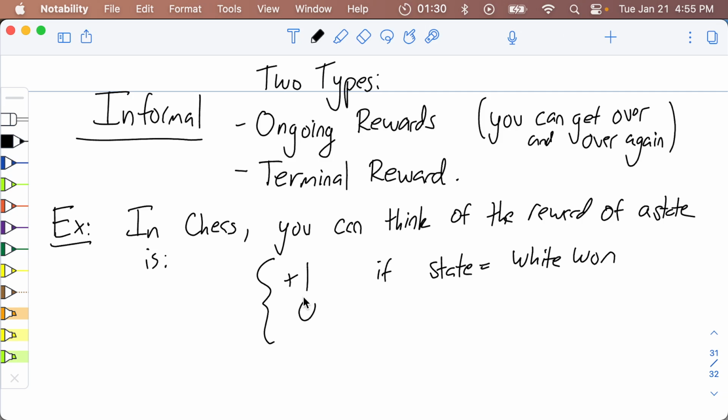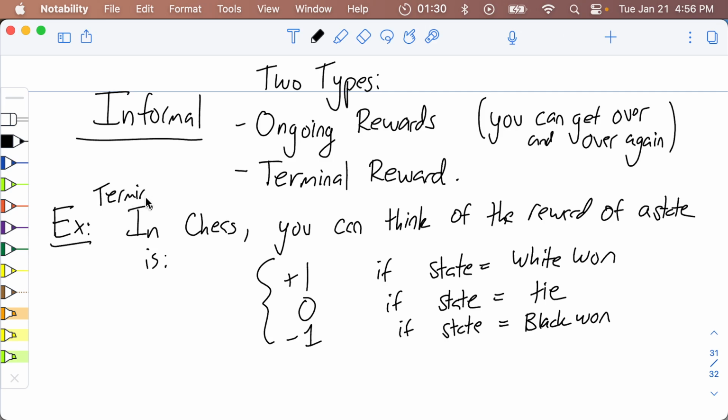It's a reward of 0 if state equals tie. And it's a reward of -1 if state equals black wins. Okay, and the point is that this reward is only at the very end of the game, right? And that's what makes this a terminal reward. This is an example of a terminal reward. And it has a kind of a different flavor than the ongoing rewards that we're doing in our problem. So they kind of have 2 different ways of thinking about it.